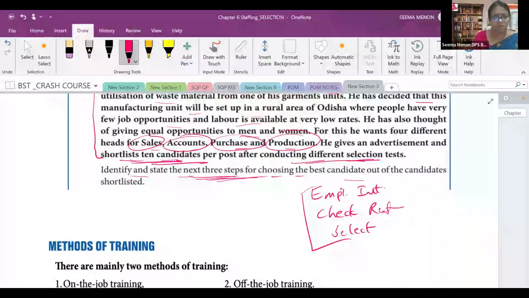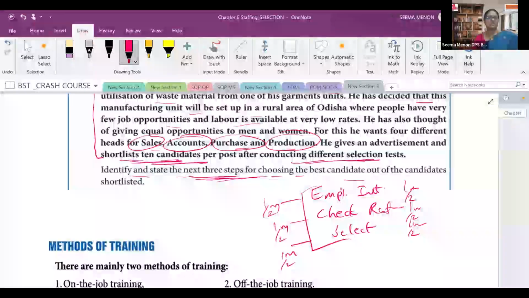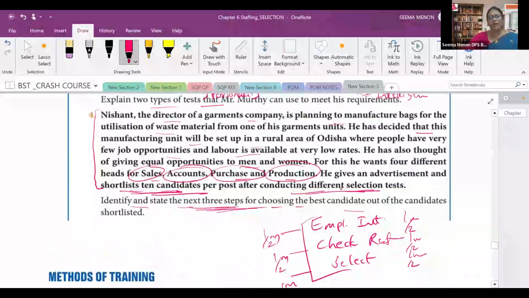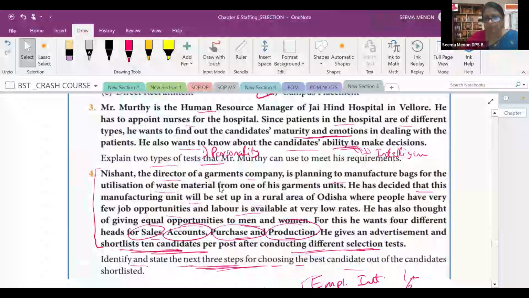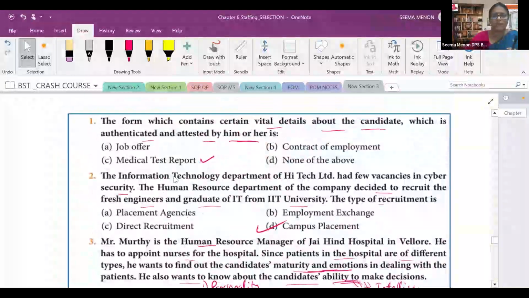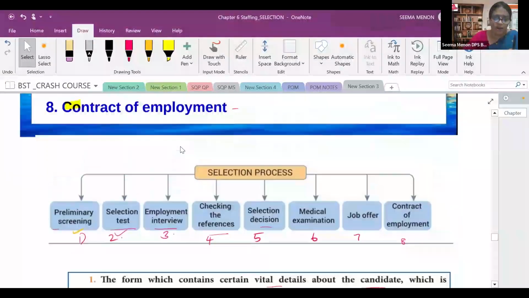So if it is a 6-marker question, for identifying this process itself, you are getting 1 mark. And for the explanation, you will get again 1 mark each. If it is a 3-marker question, for identifying, you are getting half mark. And for the explanation, you will be getting half mark. It can be in both ways. Okay, 6-marker can also be or 3-marker can also be. Right? I hope you are clear with the selection process. Selection process is one of the important tasks or important questions.